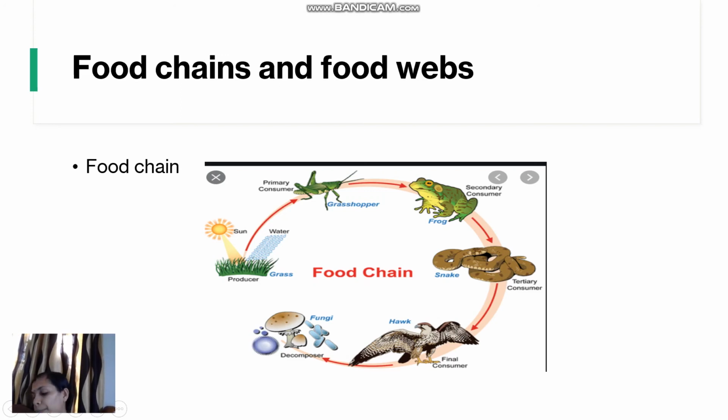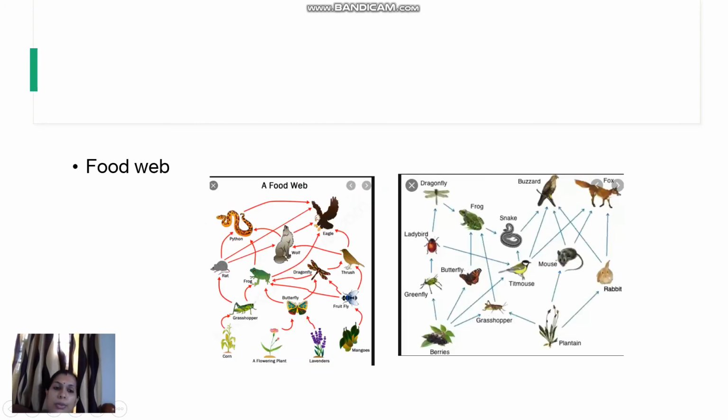Food chain: primary consumer, secondary consumer, tertiary consumer. Some of the food chains are given in your textbook. Just go through the textbook and make your own assumptions. Make a food chain yourself, then you will understand the relationship between them. Next is about the food web: a network of several interconnecting food chains.